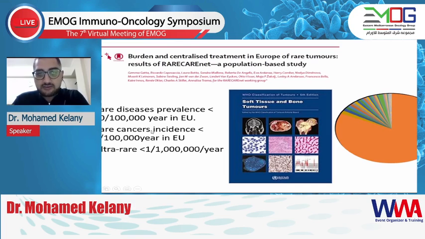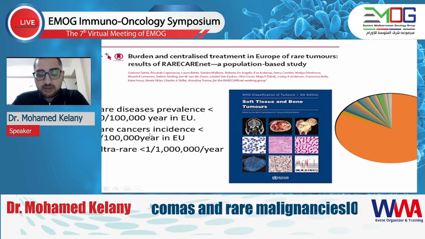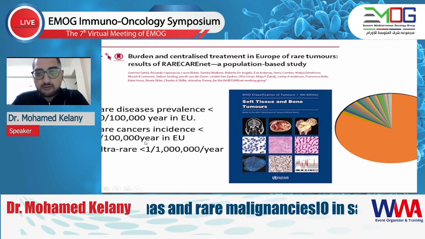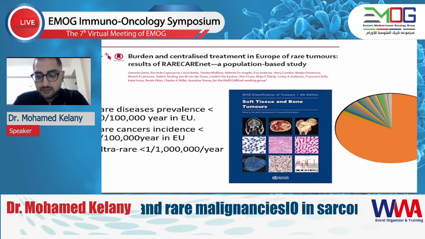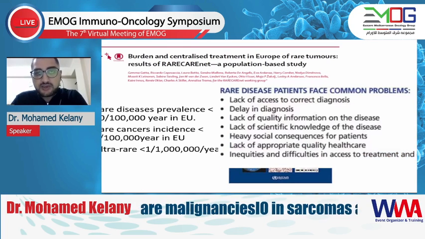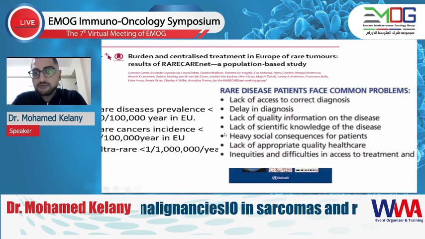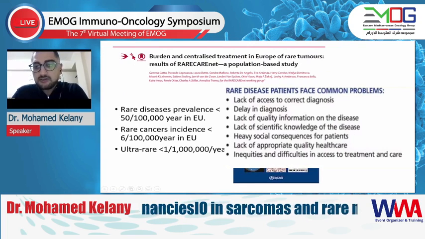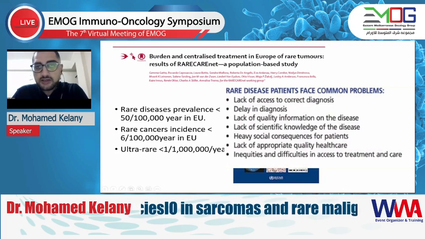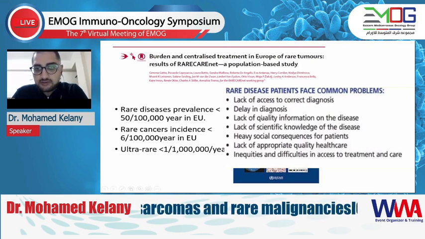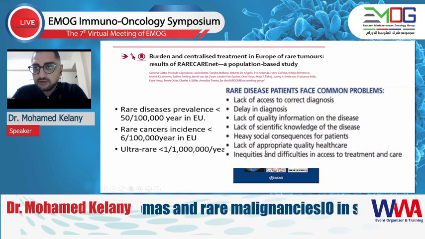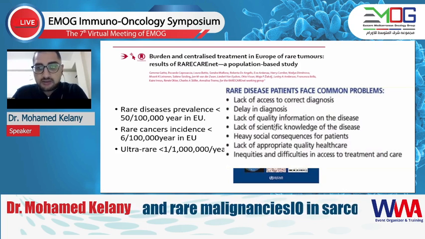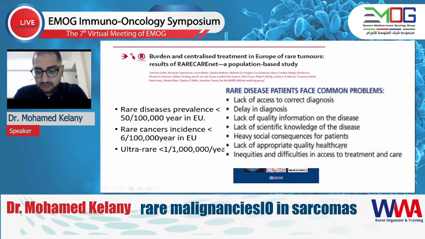Also, rare cancer incidence is below 6 per 100,000 population in Europe, and what's called ultra rare is an incidence below 1 per million per year. Rare disease is challenging because of a lack of quality information and scientific knowledge, which leads to lack of correct access to diagnosis as well as delay in diagnosis. Collectively, this leads to inappropriate quality of care for this cancer subtype and difficulty accessing treatment and care.